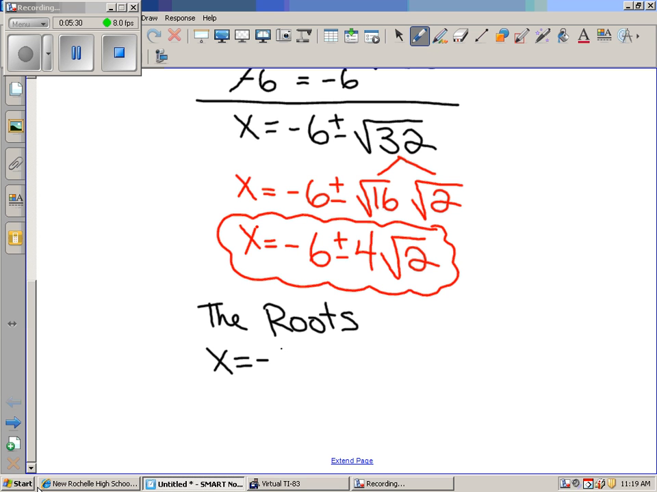Wow. Come on, man. You guys got to get amped up. I love this stuff. -6 plus 4 radical 2. And what's the other root? If you want to represent it like that, that's fine. I'm down with that as well.